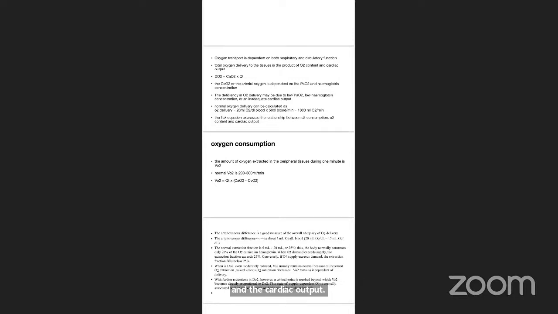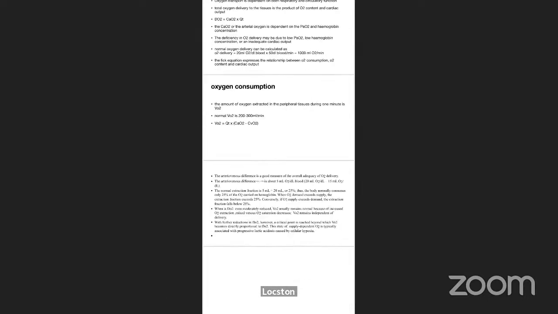The arterial oxygen content is dependent on the partial pressure of oxygen and the hemoglobin concentration. A deficiency in oxygen delivery may be due to low partial pressure of oxygen, low hemoglobin concentration, or inadequate cardiac output. So the normal oxygen delivery can be calculated as 20 ml oxygen per deciliter of blood times 50 deciliters of blood per minute, which is equal to 1000 ml of oxygen per minute.